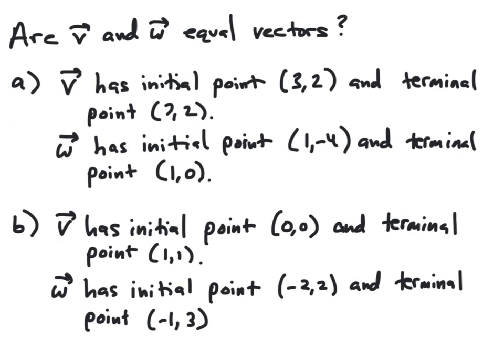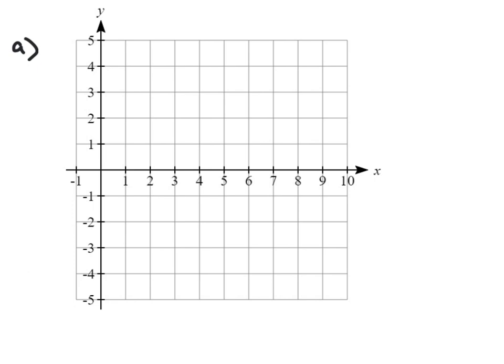We'll start with part A, where vector v will have initial point (3, 2) and terminal point (7, 2), and w will have initial point (1, -4) and terminal point (1, 0). We first plot vector v. We know its initial point is (3, 2), and its terminal point is (7, 2). And so our vector v will be a horizontal vector going from (3, 2) to (7, 2).